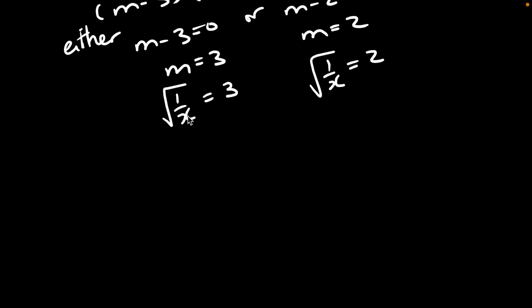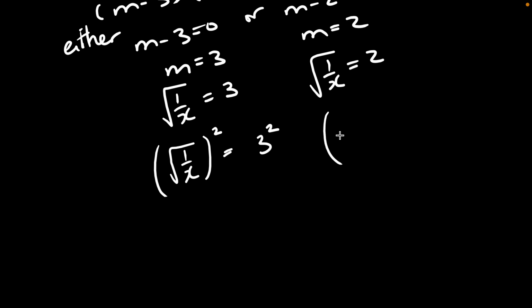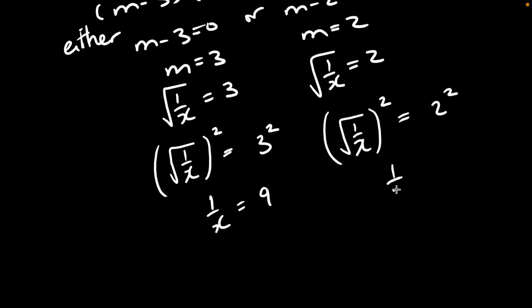All right, so what I want to do, I want to get rid of the root. I'm going to square this thing. And then I have to square on this side. And I have to do the same thing here. This was the root. I want to get rid of it. I square it. What do I have left when I get rid of the square root? By squaring, I get 1 over x is equal to 9, and 1 over x is equal to 4. That is, 1 over x is equal to 9 over 1, and 1 over x is equal to 4 over 1.